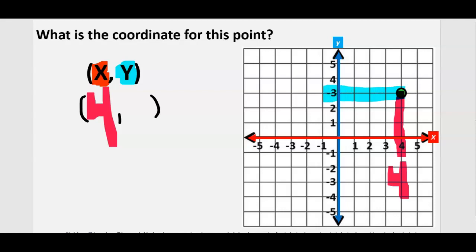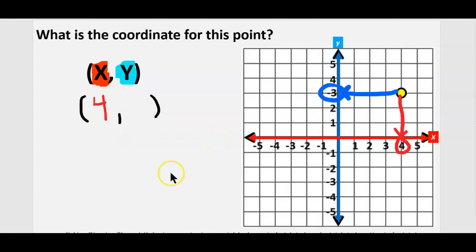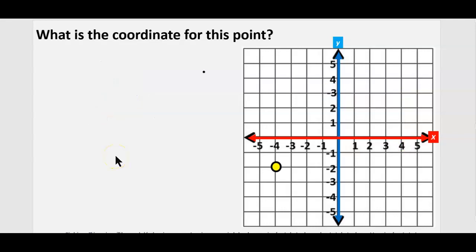That looks like a -3, but that's just some kind of weird typo thing. Ignore that. It's a 3. So 4, 3. See, straight down, straight across, 4, 3. Again, ignore that. It looks like a negative sign there, but it's not supposed to be. Okay, next. How about this one?